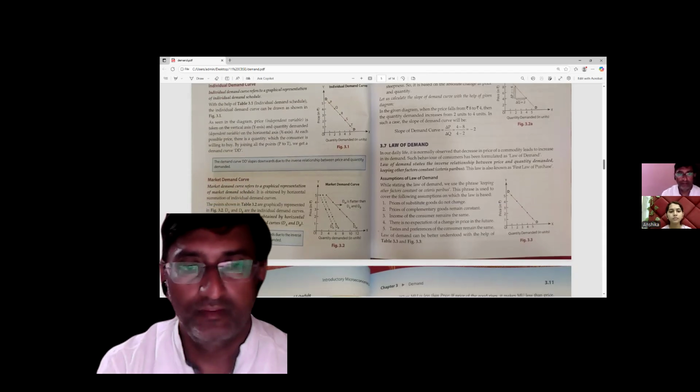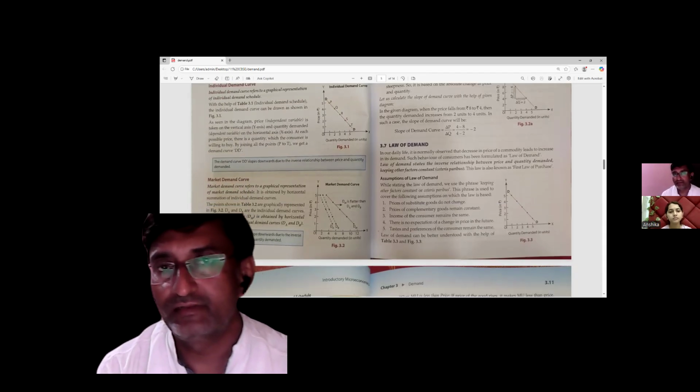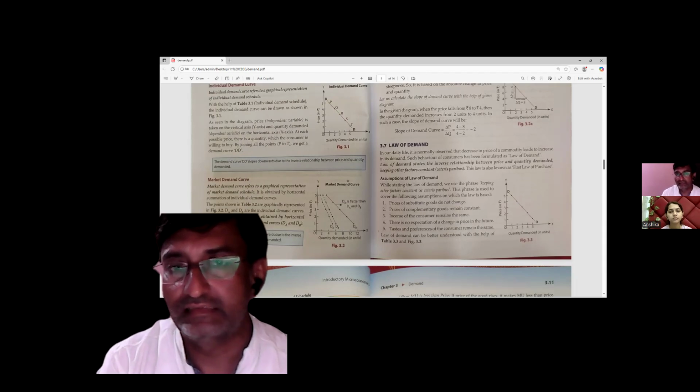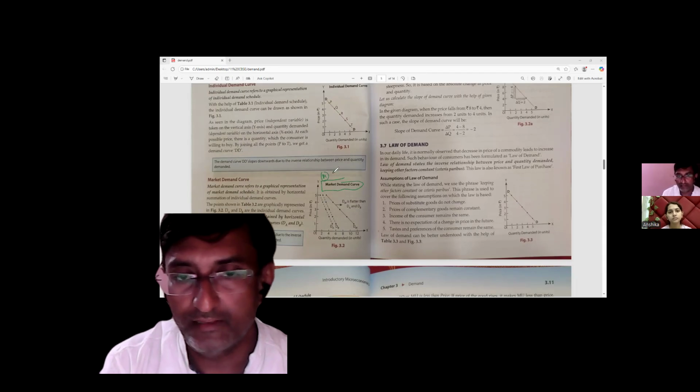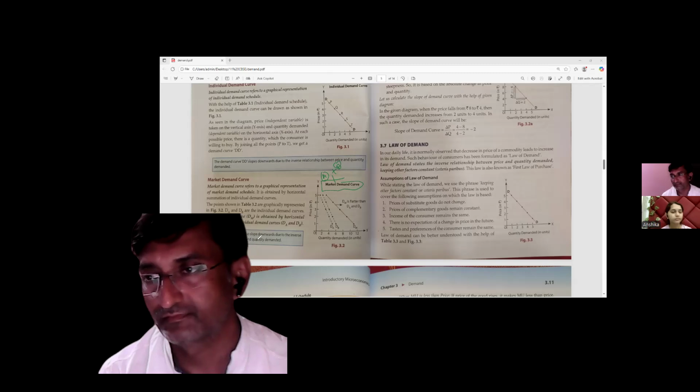Right? Now that was a part of individual demand. Now we can see the market demand curve. So what does market demand curve mean? We can consider household A plus household B is equal to market demand curve. So the market demand curve refers to a graphical representation of the market demand schedule. It is obtained by horizontal summation of individual demand curves.